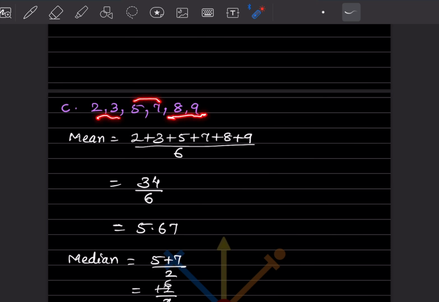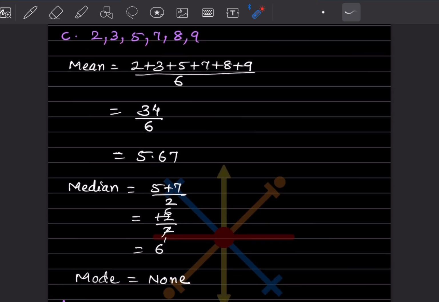And the median: because there are 6 numbers, this is the middle pair. So 5 plus 7 divided by 2. So that will be 12 by 2, which is 6. And here we can see all the numbers are single. Nothing is repeating. So we can say mode is none.